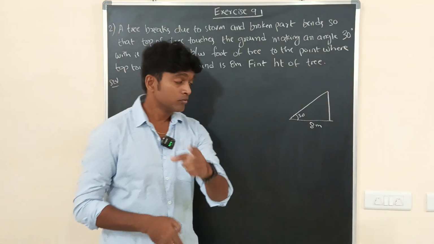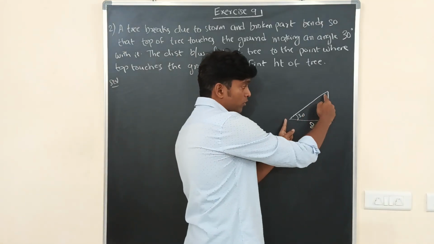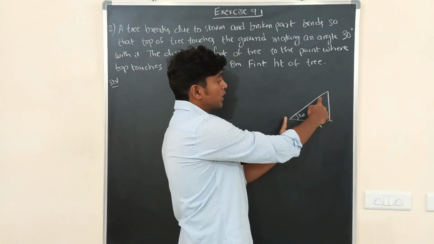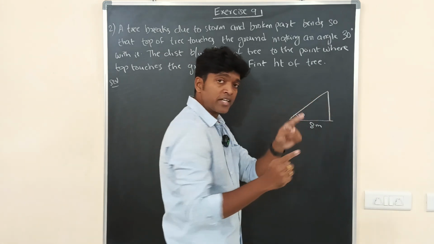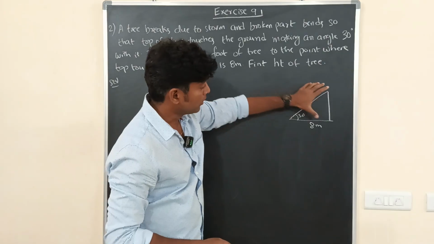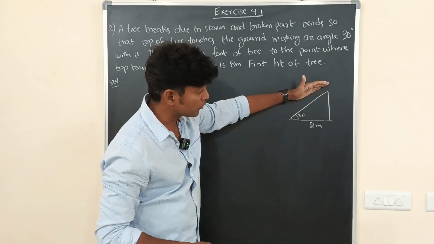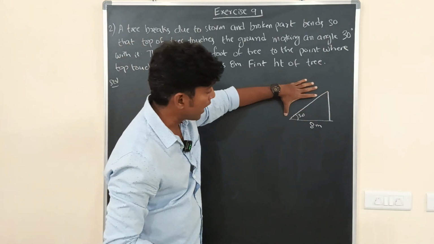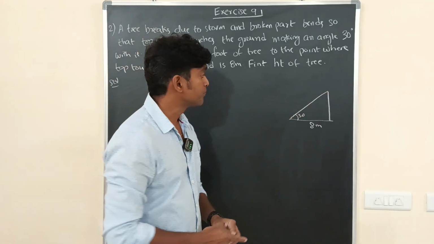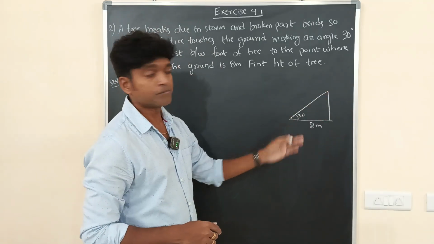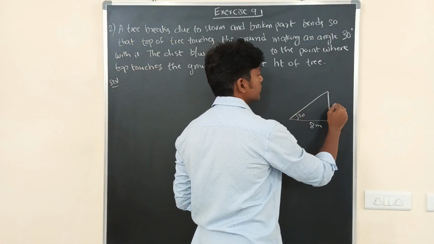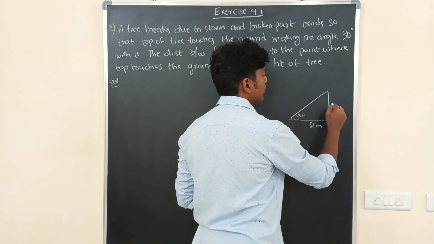What is the height of the tree? This is also part of the tree and this is also part of the tree. So by adding these two, we'll get the total height of the tree. The tree was broken, that's why it is bent like this. So we have to add these two parts, then we'll get the height of the tree. So this is the logic. We got a diagram. Let us consider this one as B and this one as A.